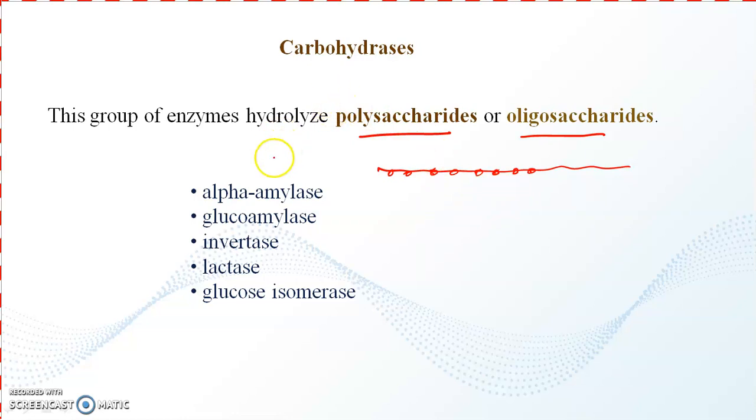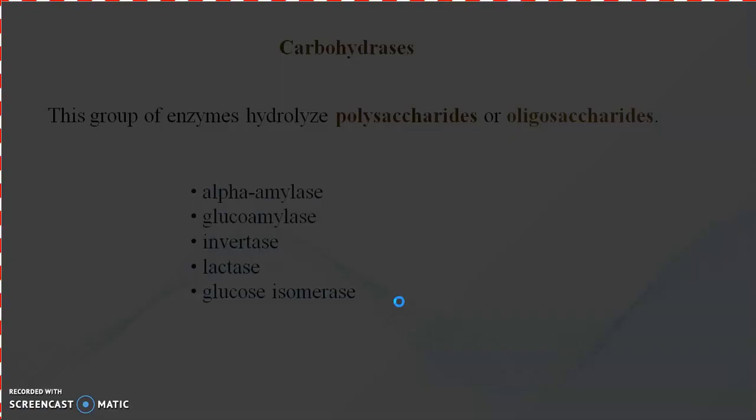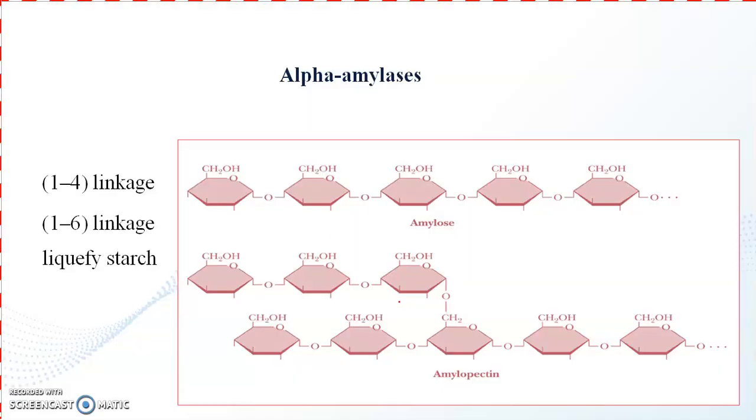So we have this group of enzymes, and it includes alpha amylase, beta amylase, glucoamylase, invertase, lactase, and glucose isomerase. So let us discuss them one by one. First of all, let us discuss alpha amylase.